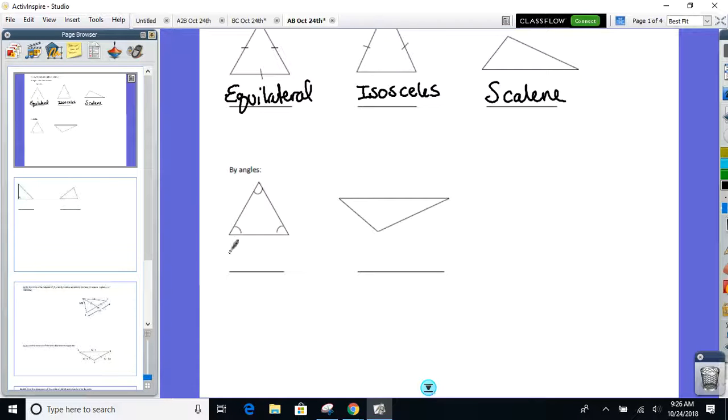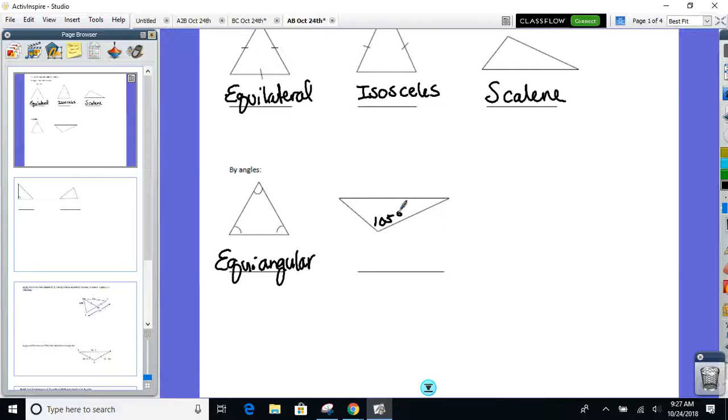Equiangular. Equiangular. And let's just go and dig a little deeper here. If all three are equal and they add up to 180, what's each angle measure? Should be 60, 60, 60. Yep. Okay, on your diagram, you guys have a 105 degree angle here.